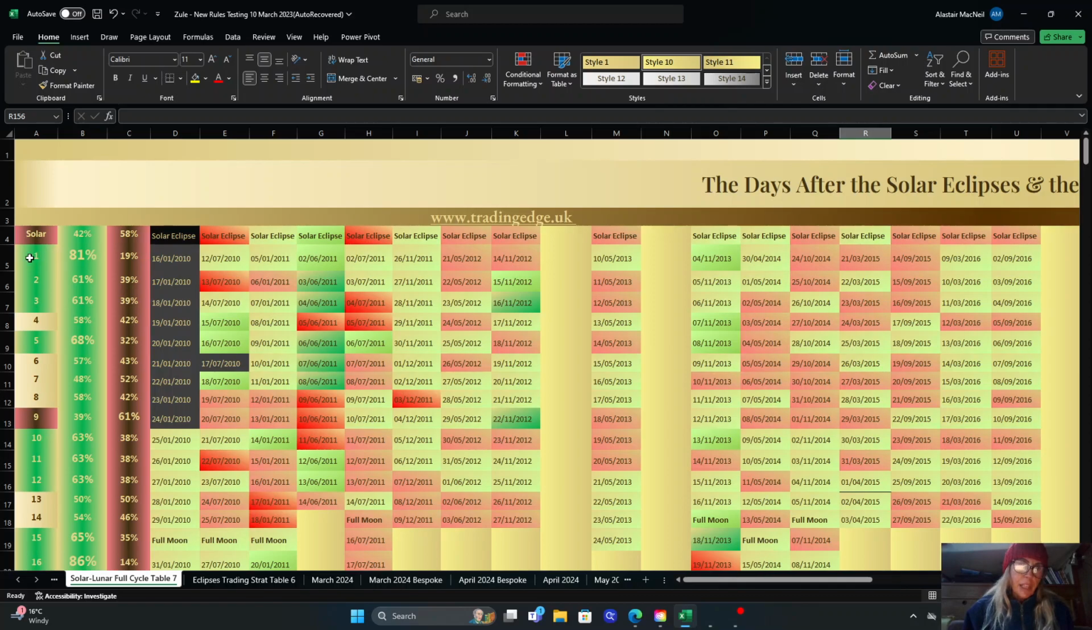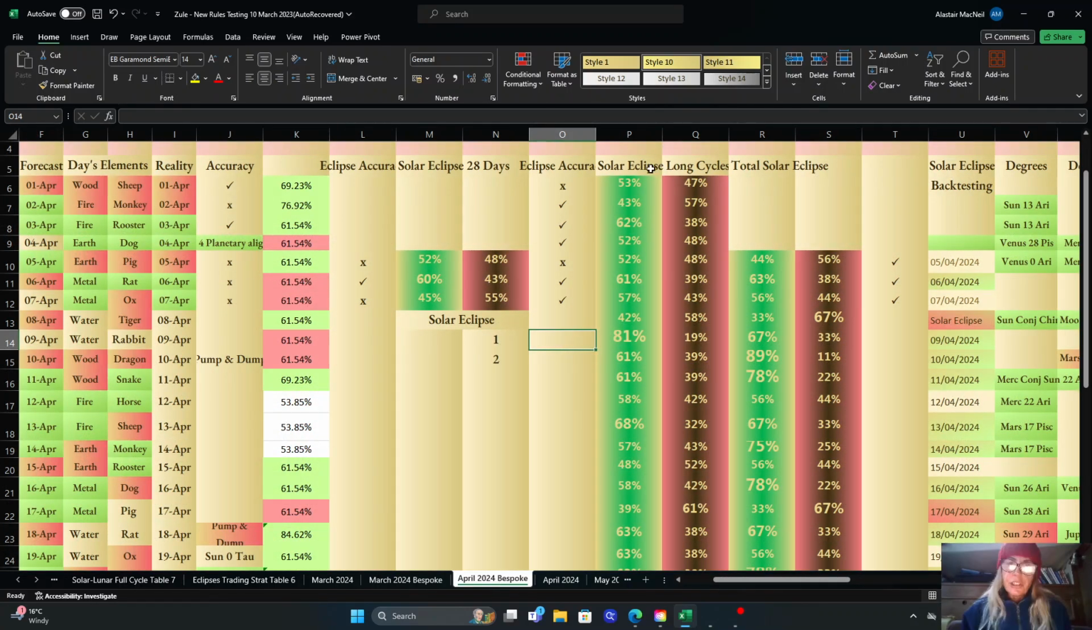So I've done the same calculations, counting green candles, counting red candles, and obtaining percentages. And then I have copied and pasted those results in my April forecast. So these are the results here that you see. And then I've also separated the total solar eclipse.